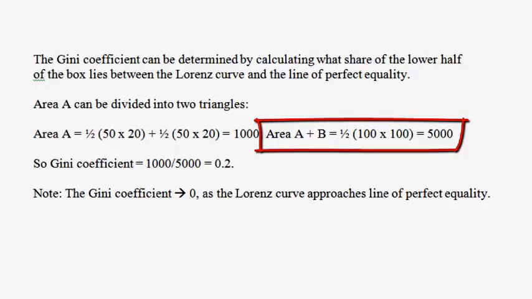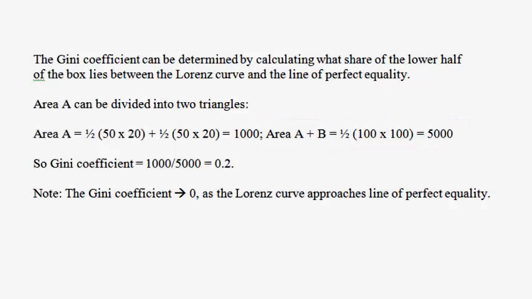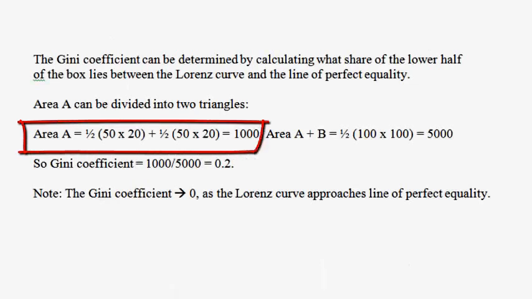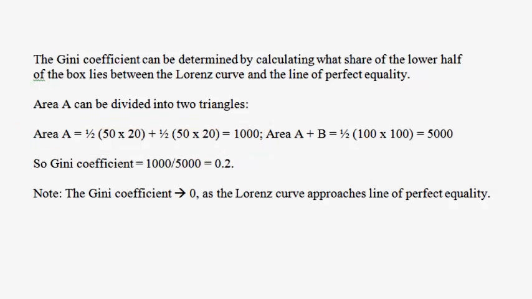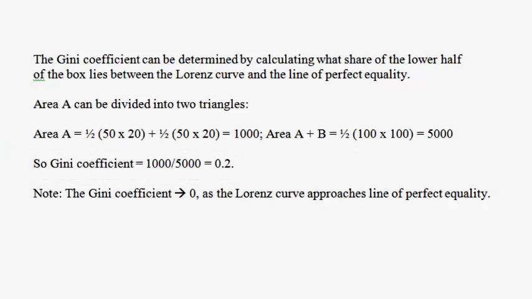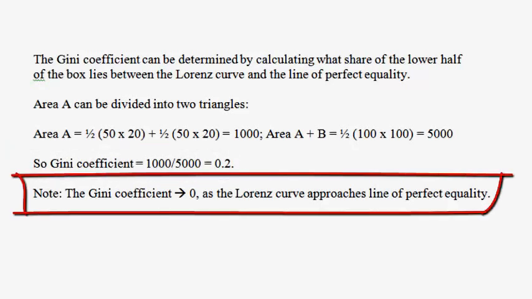In the numerator, if I had 50% of the population with 30% of the income, my numerator would be 1,000. I want you to do this calculation for yourself, so that the Gini coefficient would be calculated as area A over A plus B, which is 1,000 over 5,000, which is 0.2. I make the note that if the Gini coefficient tends towards 0, then the income inequality is lower. The Gini coefficient tends to 0 as the Lorenz curve approaches the line of perfect income equality.